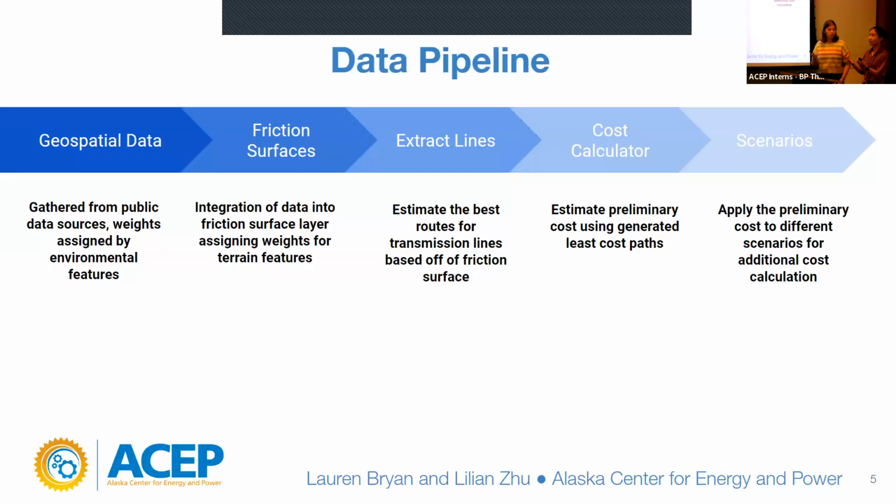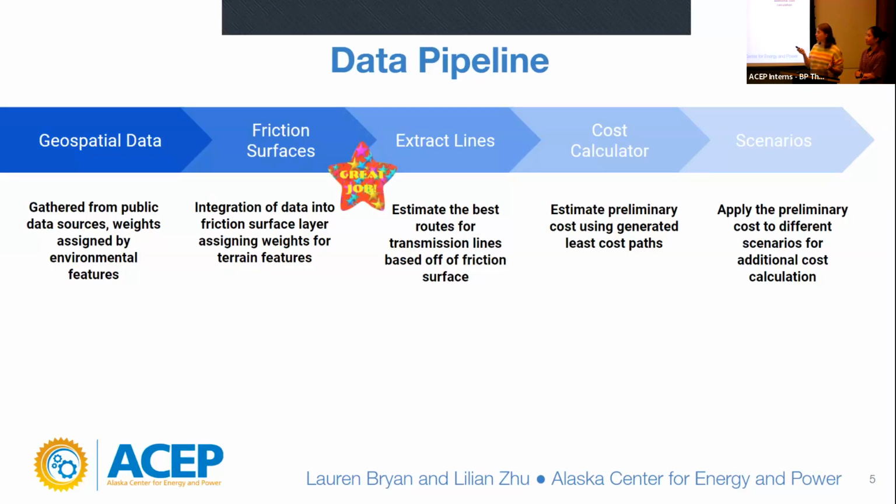Yeah, and so after we extract those lines, we want to feed them into a cost calculator, which will give us a rough estimate of how much it would cost to build those transmission lines. And after doing that, because we're looking at this at both an Alaska and Pan-Arctic scale, we will be repeating this process multiple times. Yeah, and so over the course of the summer, we've been able to get to here. So we've been able to collect all of our geospatial data necessary to the project. We're finishing up our friction surfaces, and we're getting ready to start extracting some potential routes.